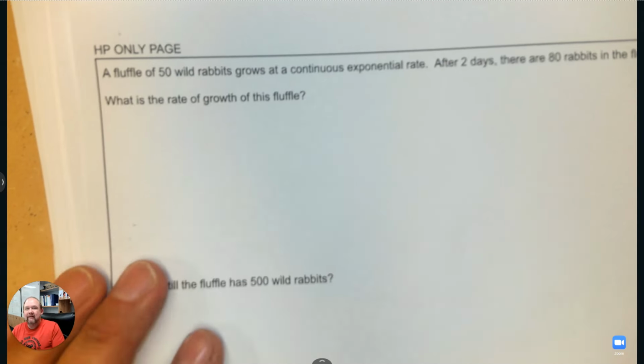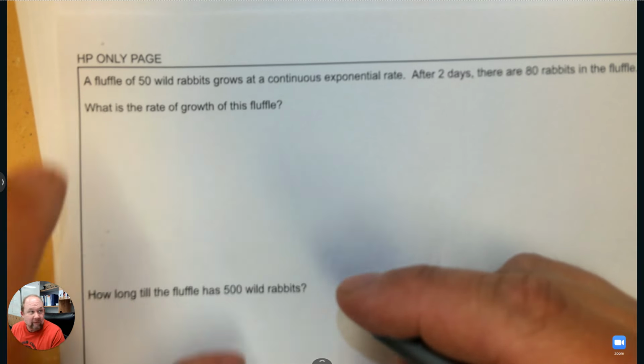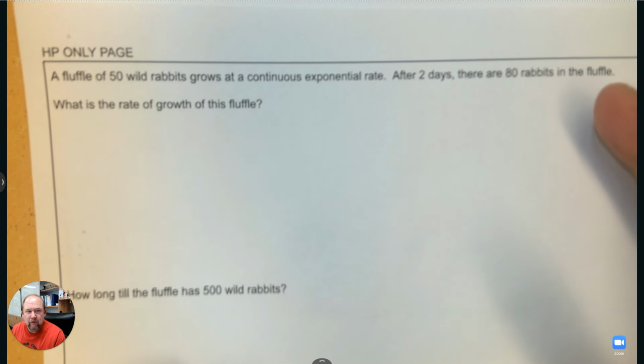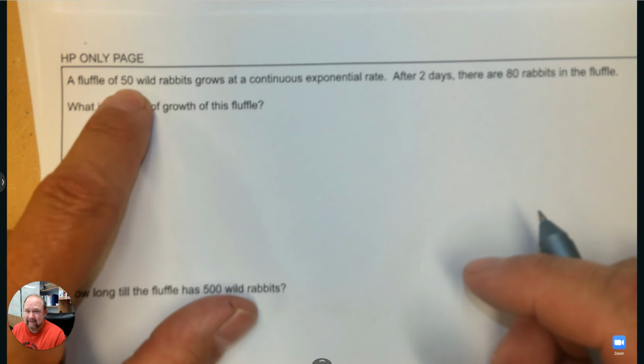All right, this page is only for my HP friends, you lucky CP people. My favorite new word in the world, a fluffle. A fluffle is a group of wild rabbits. Look it up. I didn't make it up. A fluffle. It's now your new favorite word. A fluffle. I keep saying it because I like the word.